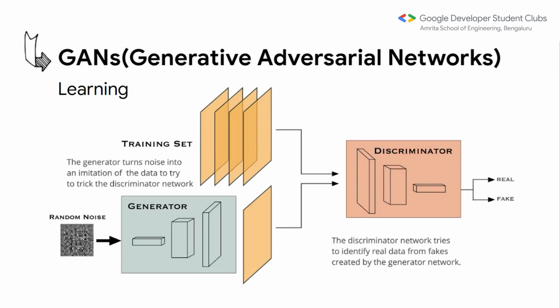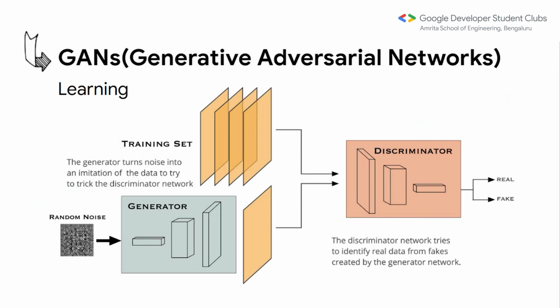Now here we can see the model. We have the training set, generator, random noise, and discriminator. Here, the generator takes the random noise and creates some fake data and sends it to the discriminator with the training set. Let's take an example. How many of you have been through deepfakes? Anyone knows about deepfakes? Yeah, it's basically fake images, fake videos, forgery of humans.